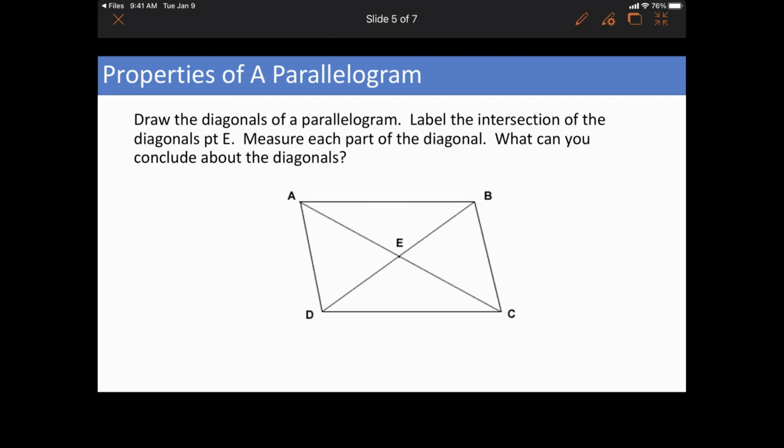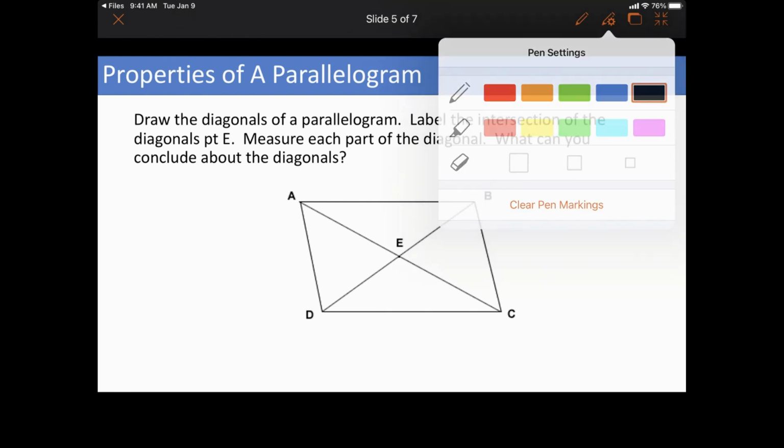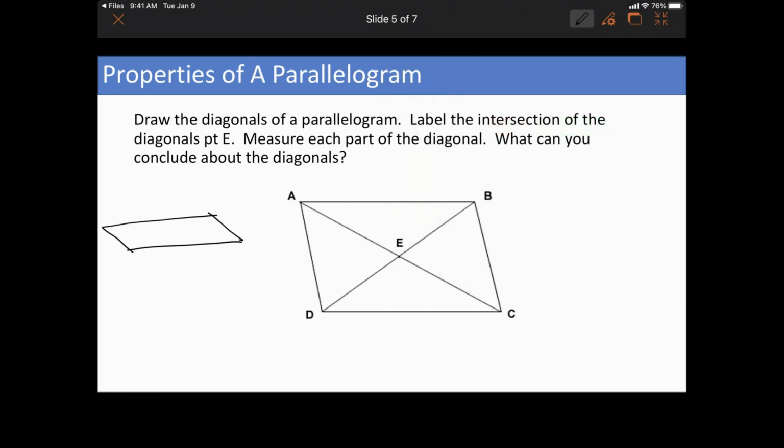Are they? They aren't. To do a quick counterexample, if I had something like this, you can see one diagonal is much longer than the other one. So they're not the same length, but I asked you to measure each part. If you measure the part, this equals that. So E is the midpoint of AC. What about BD? Yes, that turns out to be that. So what do they actually do to each other? They bisect each other. I can write that one down. The diagonals of a parallelogram bisect each other.